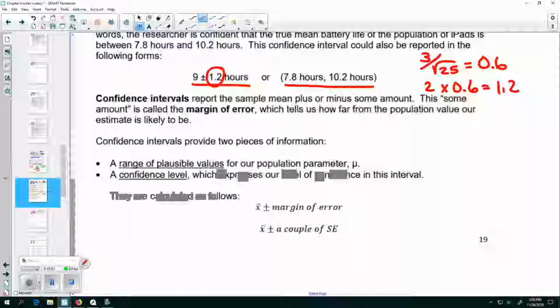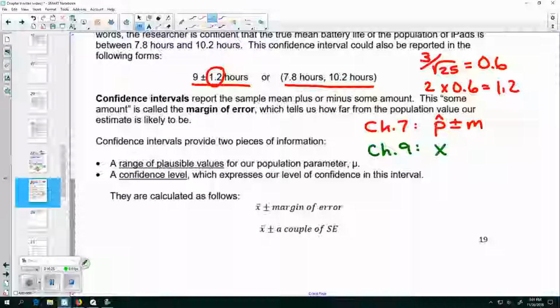Confidence intervals report the sample mean, x bar, plus or minus some amount. This amount is called the margin of error, just like chapter 7, which tells us how far from the population value our estimate is likely to be. So remember in chapter 7, we did p hat plus or minus a margin of error. P hat was the proportion of our sample that had a characteristic that we were interested in. In chapter 9, we're going to use the same format, except our statistic is a mean. We're going to add and subtract the margin of error from that.